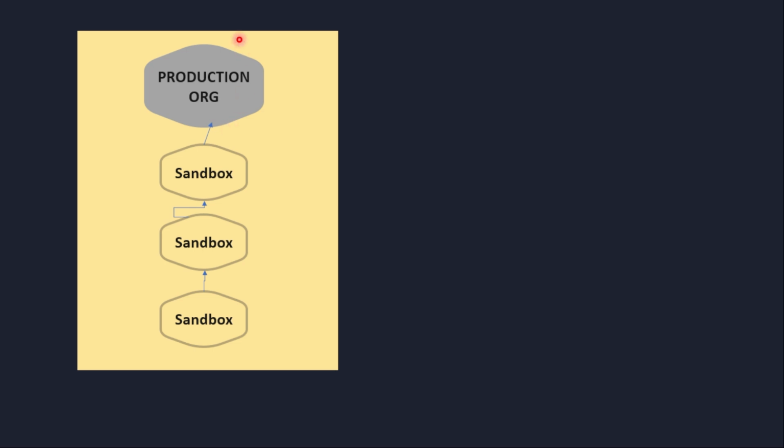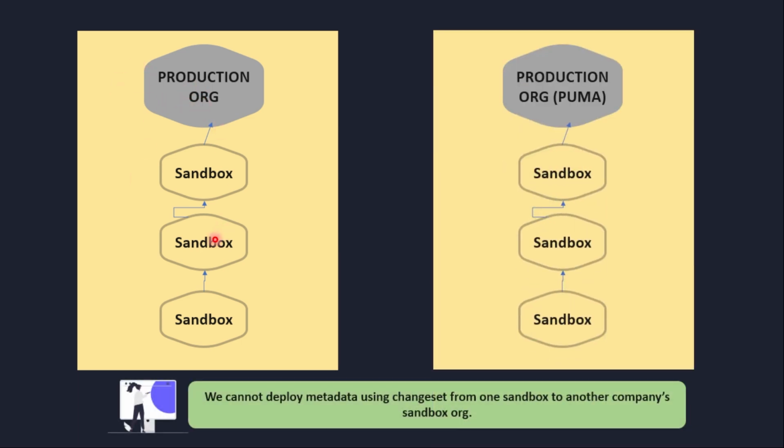What I mean is, this is one company which has the production org and they created sandboxes out of it. Let's say there is another company called Puma, and they are also using Salesforce for their business, right? They have their own production org, and they created sandboxes out of that production org. So you cannot deploy your changes from your company's sandbox or production to another company's sandbox or production org. This is something we cannot do using a change set. For this, we have other methods like VS Code and CLI. But using a change set, you cannot deploy from your company's sandbox to another company's sandbox or production org, right?